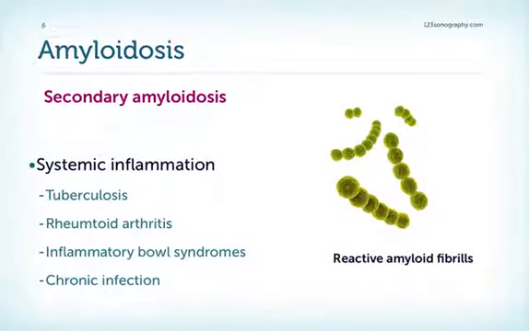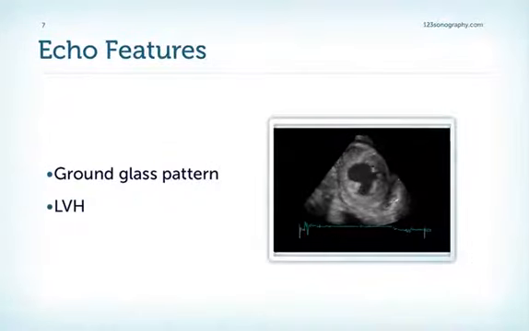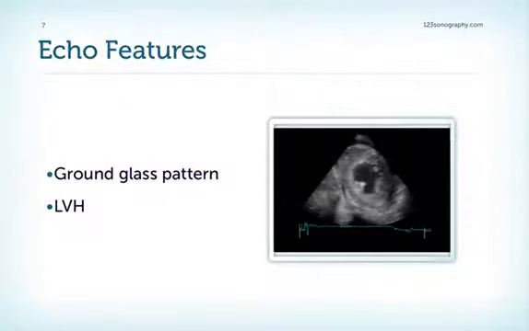We then have the secondary amyloidosis, which is a consequence of systemic inflammation, for example by tuberculosis, rheumatoid arthritis, inflammatory bowel syndromes, or chronic infection. Cardiac involvement is most commonly present in patients who have immunoglobulin type amyloidosis. In these patients, approximately 50% are involved, and a quarter of these patients have some form of symptoms, usually congestive heart failure.